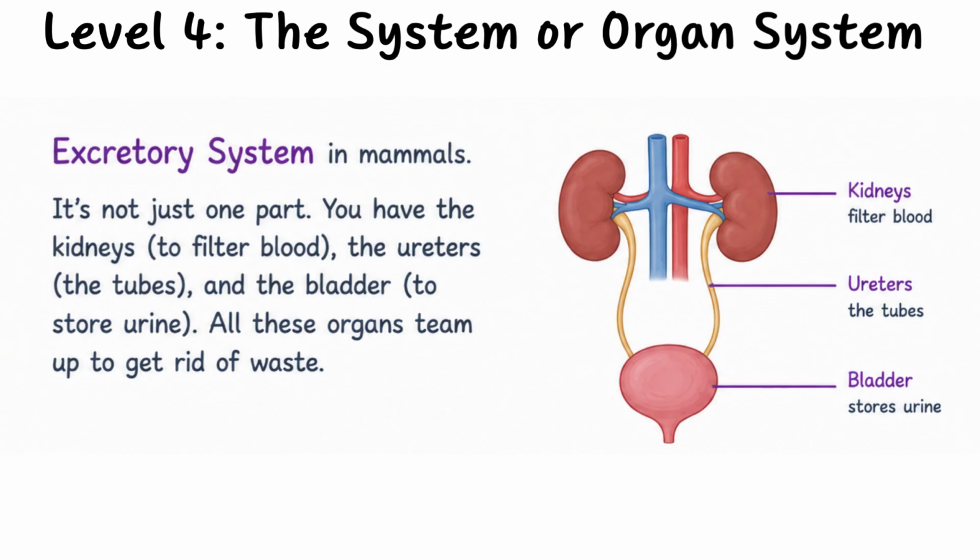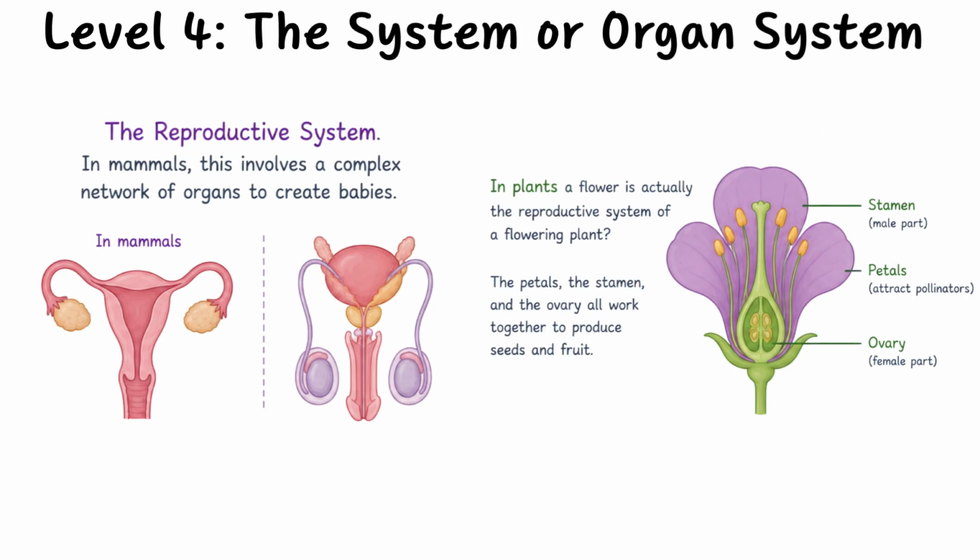The reproductive system is another example. In mammals, this involves a complex network of organs that create new offspring. In plants, a flower is actually the reproductive system of a flowering plant. The petals, the stamen, and the ovary all work together to produce seeds and fruits.